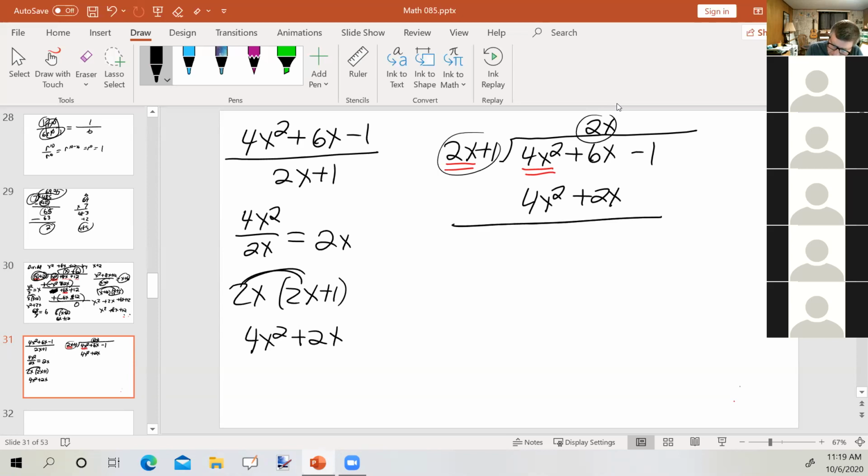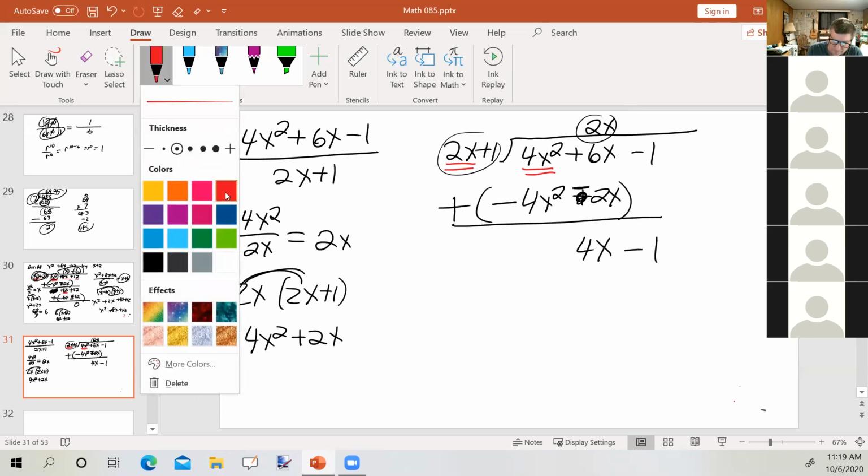We draw a line and we subtract that quantity from what's up above, but we change it to addition of the opposite. So we change the sign of each term inside the parentheses. Now that it's addition, we can drop the parentheses. 4x squared plus negative 4x squared is 0. 6x plus negative 2x is 4x. Bring down the next term and start the process over.